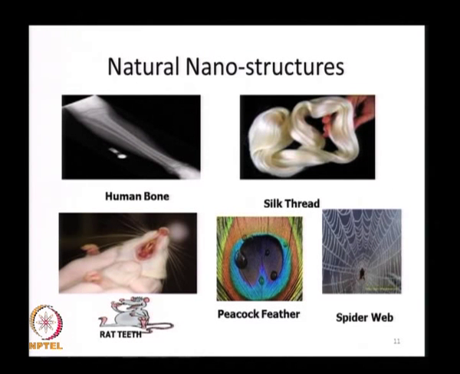Now, if you look at nature, there are many examples of nanostructures. There are human bone, silk, rat's teeth, peacock feather, spider web, all classic examples of structures that have nano dimensions at least in one scale.